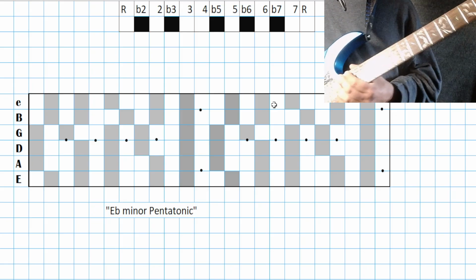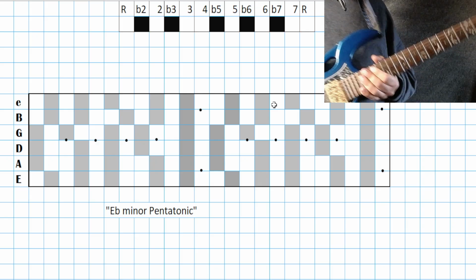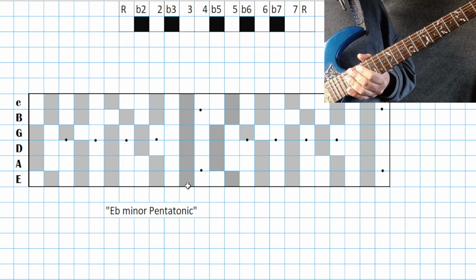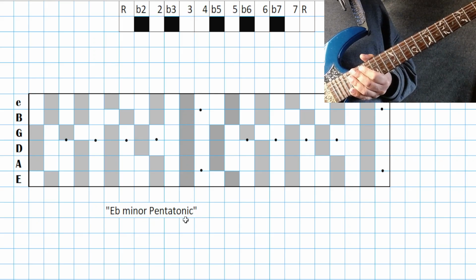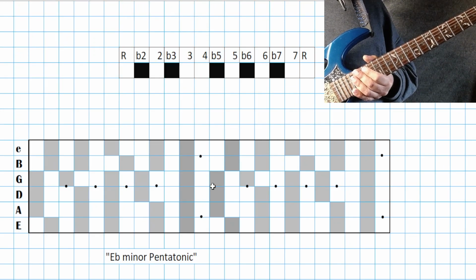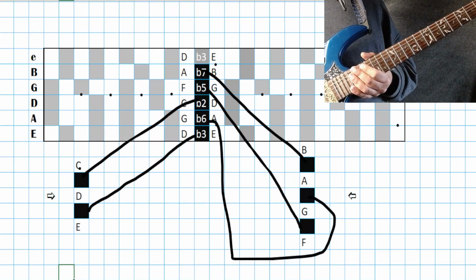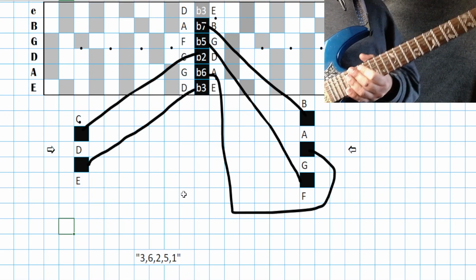Your E minor pentatonic, E flat minor pentatonic in this case. Sorry for rambling there. You've got that row down here of all five notes. And so yeah, I'm going to look back at this lesson and go, oh my god, I was rambling so badly.